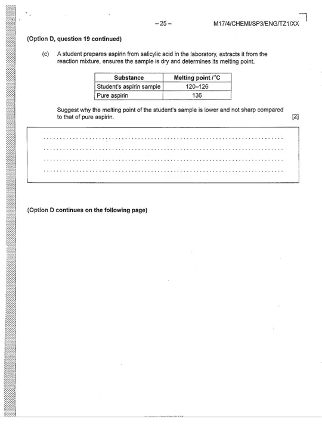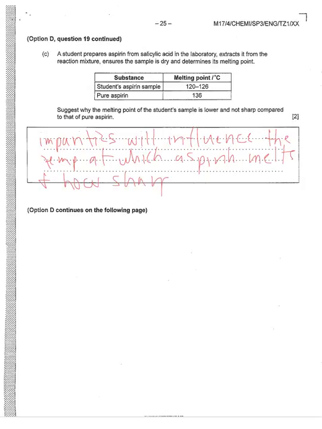Part C, a student prepares aspirin from salicylic acid, extracts it, and here's his results. The melting point is lower, and it's not nearly as sharp as the known melting point for aspirin. So suggest why the melting point of the student's sample is lower and not sharp. Both things indicate impurities. Impurities will influence the melting point, the temp at which aspirin melts, and it will also influence how sharp the melting point is.